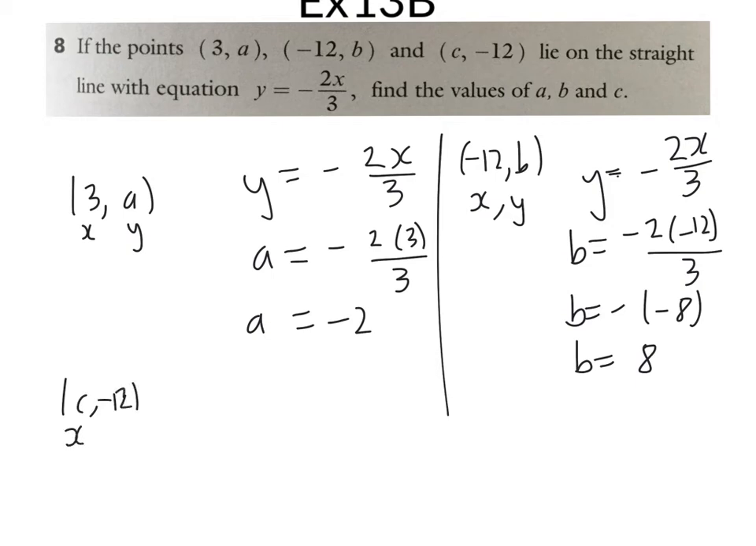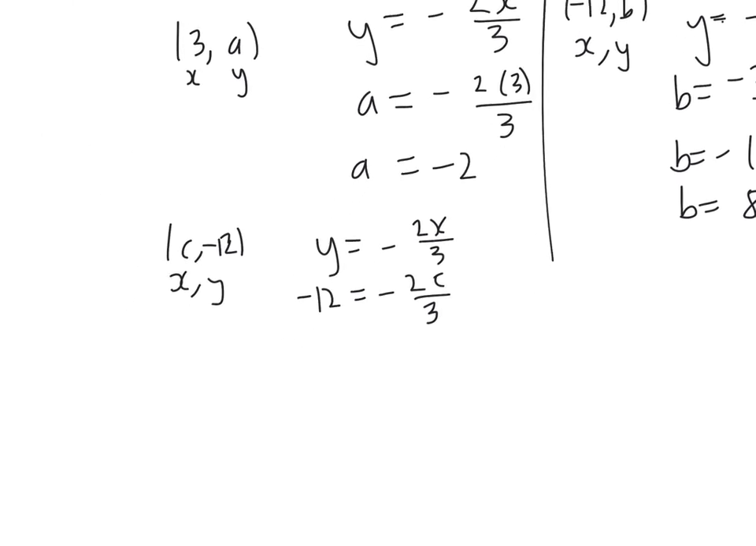And finally then, our last one is (c, -12). So the x value is c, and the y value is negative 12. So write down our equation. The y value is now negative 12. The x value is c this time, and we're dividing that by 3. So how do we work with that equation?